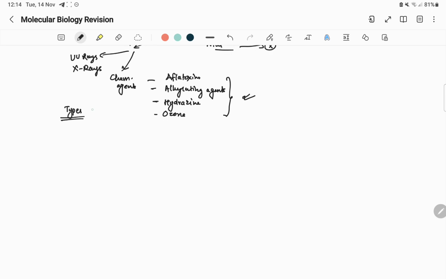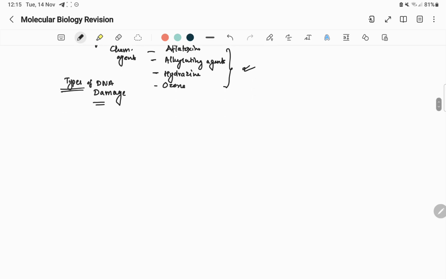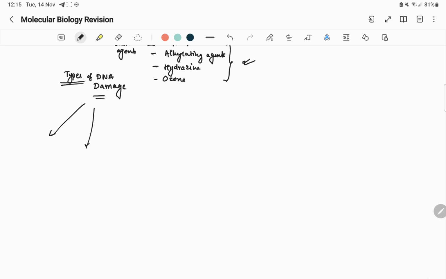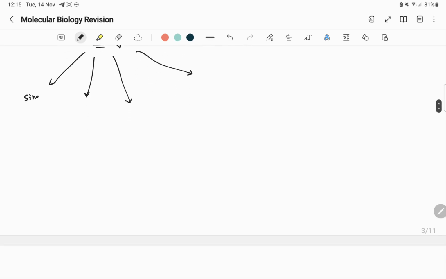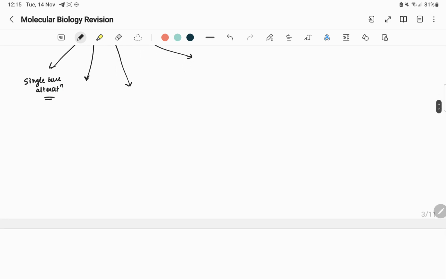If you want to know the types of DNA damage, you can basically have four types: single base alteration, two base alteration, chain breaks, and cross linkages. Okay, so we have single base alteration, where one base is altered. You can have deamination, depurination, deletion, insertion. These are all single base alterations.